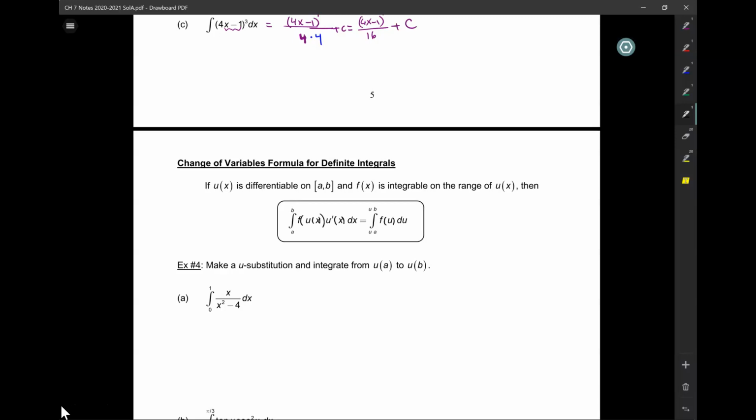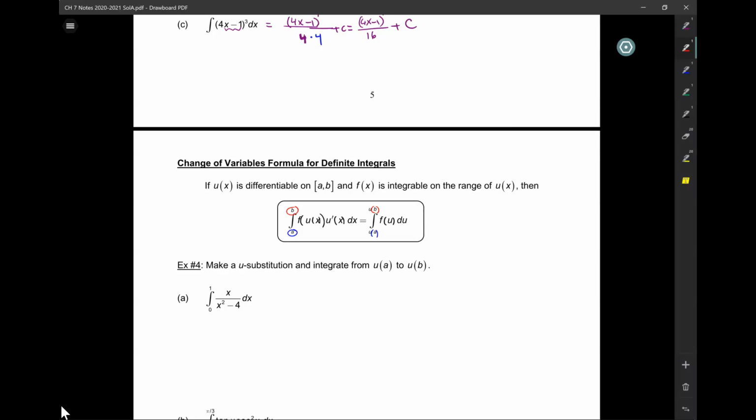what you have to do is once you change your variable to u, you also have to plug in your a bound into u, so you get a new number, u of a, and then you plug in b into the u, so you get a new value, u of b, and those will become the new bounds for the new expression containing u.